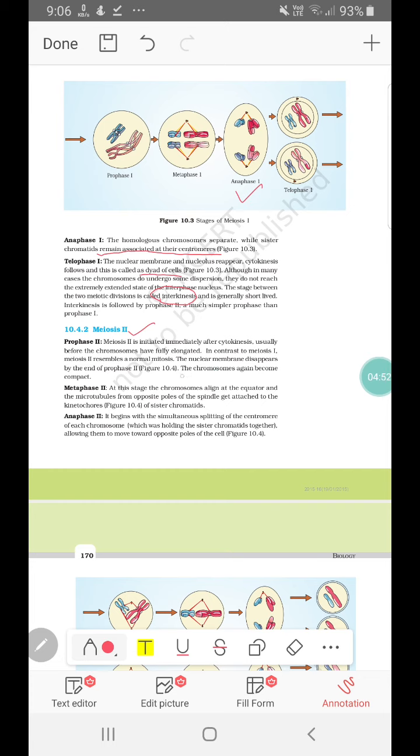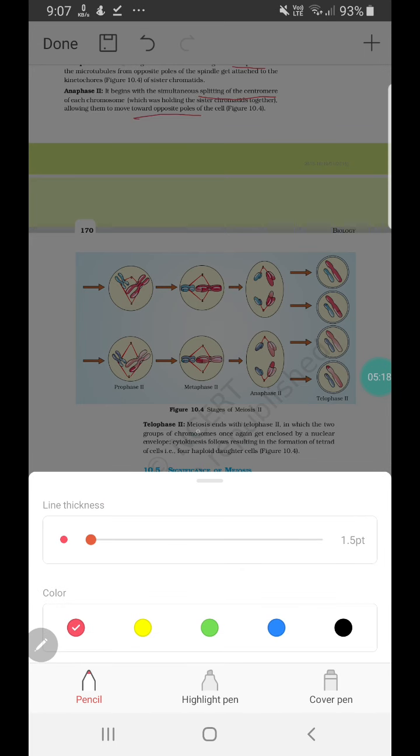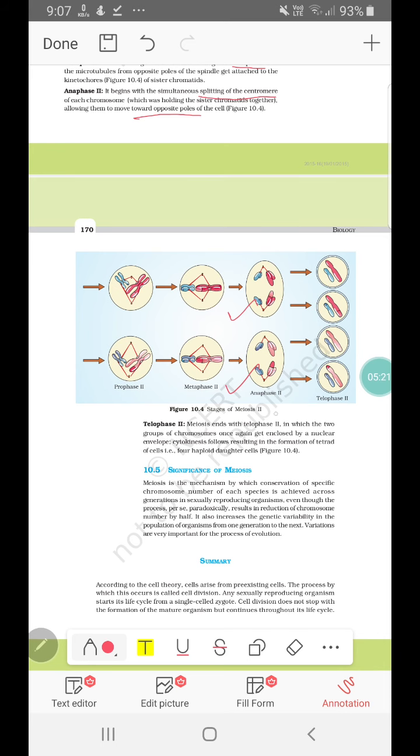Now, what is happening in meiosis 2? Prophase 2, meiosis 2 is initiated after cytokinesis and again the nuclear membrane will disappear and chromosomes will become compact. Similarly, at metaphase 2, there will be alignment at the equator. At anaphase 2, the splitting of centromere will start and the chromatids will move towards opposite poles. You can see here very well in this diagram how they move to the opposite poles after splitting of centromeres. And in telophase 2, like mitosis, the nuclear envelope will form again and you can see 4 daughter cells. So now these are haploid.